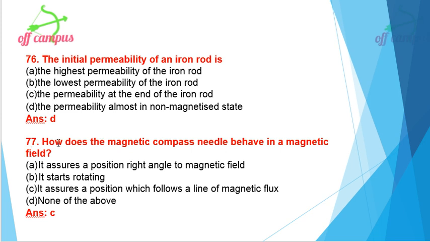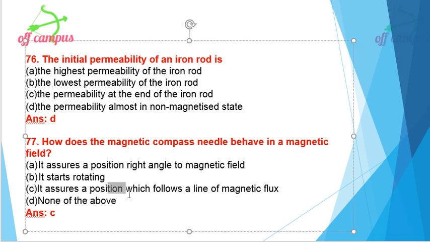Then question number 74. How does the magnetic compass needle behave in a magnetic field? It assumes a position at right angle to the magnetic field. It starts rotating. It assumes a position which follows a line of magnetic flux. Option D, none of the above. So, the magnetic compass needle in a magnetic field assumes a position which follows a line of magnetic flux. Option C is the right option.